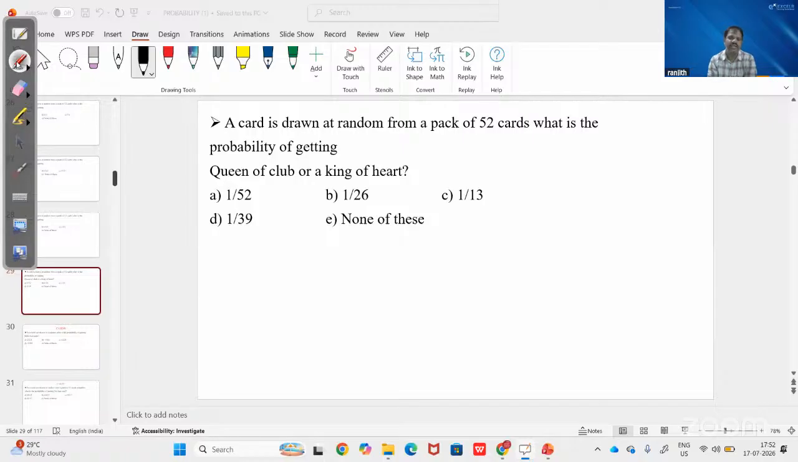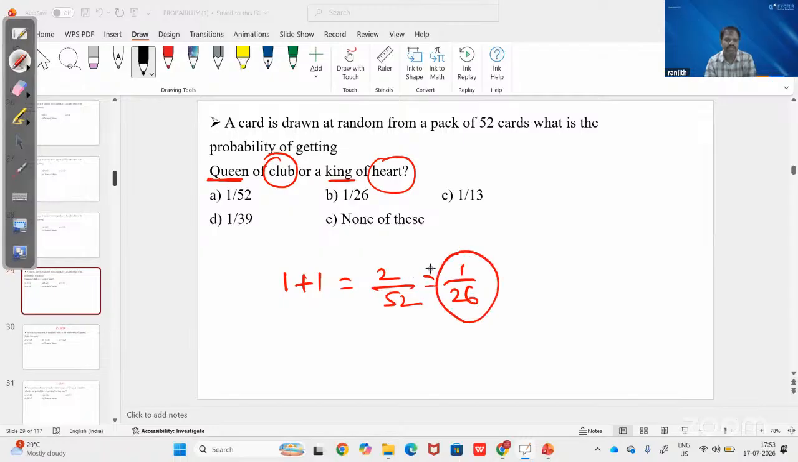A card is drawn at random from a pack of 52 cards. What is the probability of getting Queen of Club or King of Heart? Club is one set, and heart is another set. Out of club, how many Queen cards do we have? Only one. Out of heart, how many King cards do we have? Again, only one. 1 plus 1 is equal to 2. 2 out of 52 is equal to 1 by 26. So the total answer will be equal to 1 by 26.